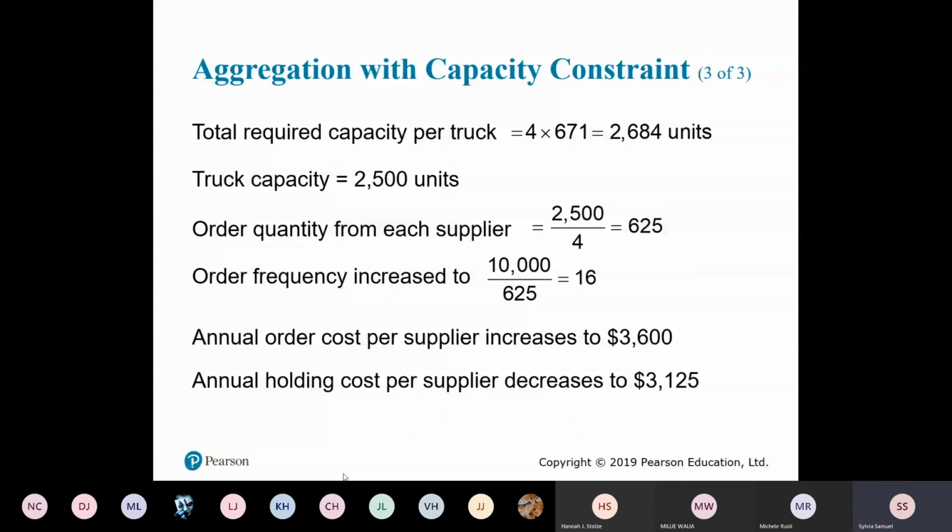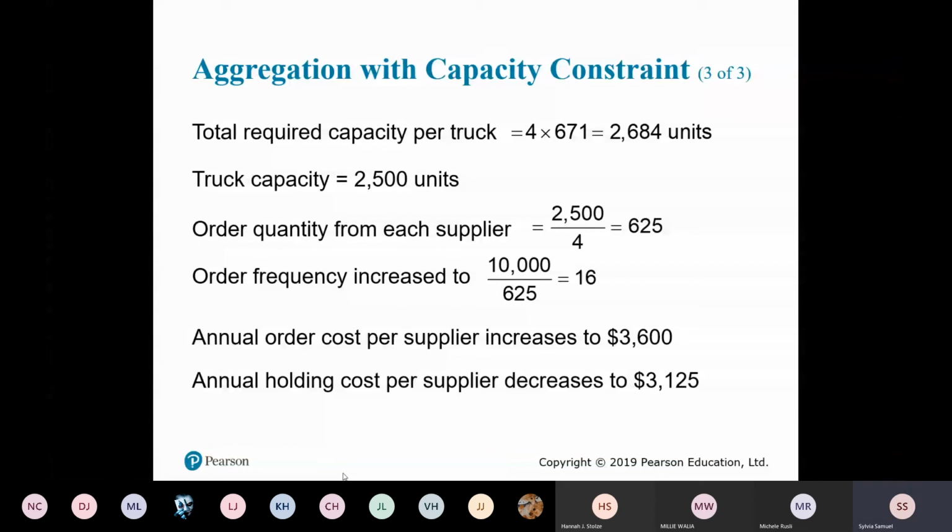So how about the truck capacity? We need to calculate 4 times 671, so the required truck capacity is basically 2,684 units per truck. How about this? Our truck can only fit 2,500. So the question is, what is the optimal order size and frequency if the truck has only a capacity of 2,500 units? What are we going to do with the leftover 184 units? For order units from each supplier, we count 2,500 divided by 4, so basically per supplier we can only order 625 units.